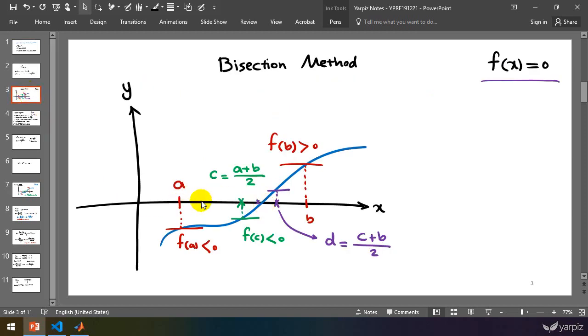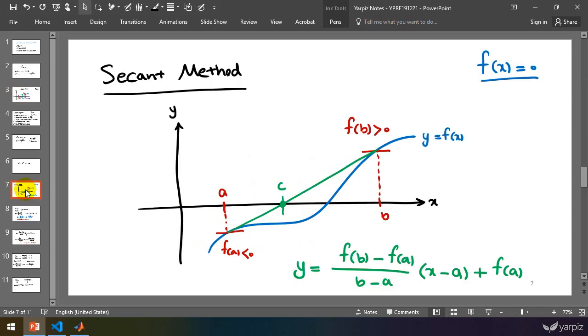Both of them start with a range, and they suggest a third point in that range, and then continue with one of these ranges, A to C or C to B. In bisection method, the suggested point is the midpoint of the range, but in secant method, we approximate the function with a line which connects these 2 points to each other, and the zero crossing point will be our next guess of the solution, and then we continue with A to C or C to B.